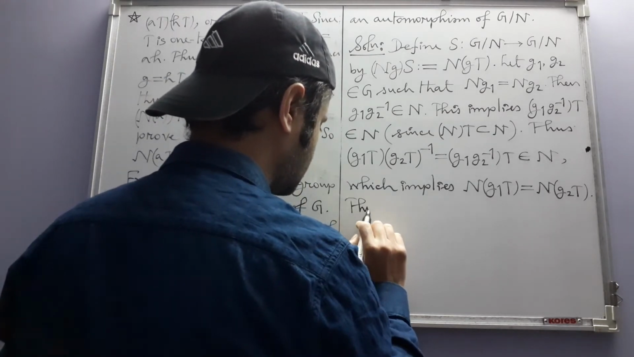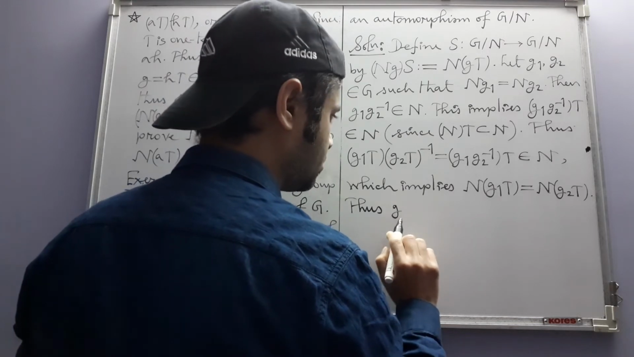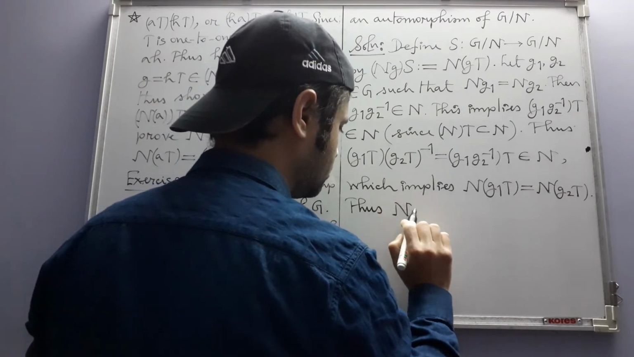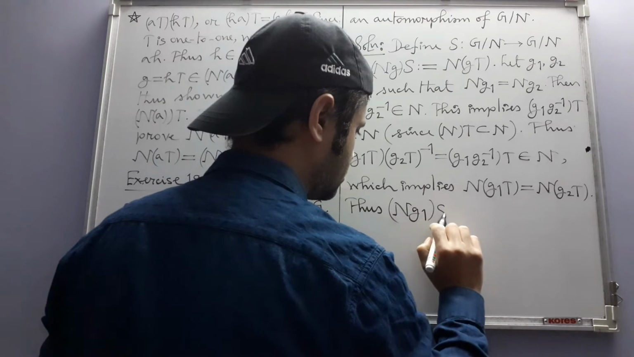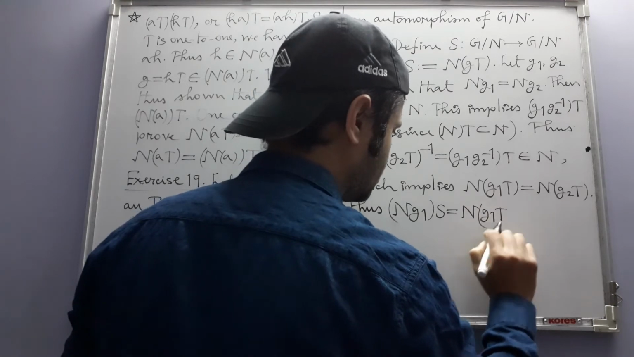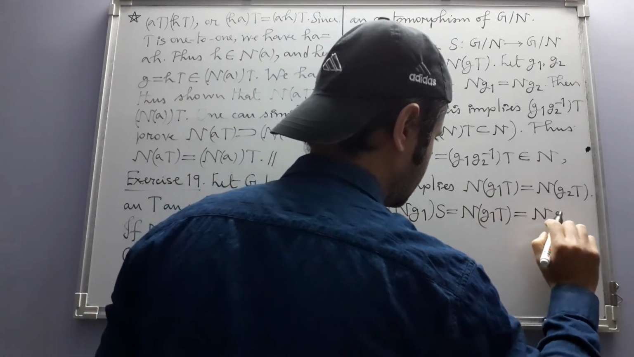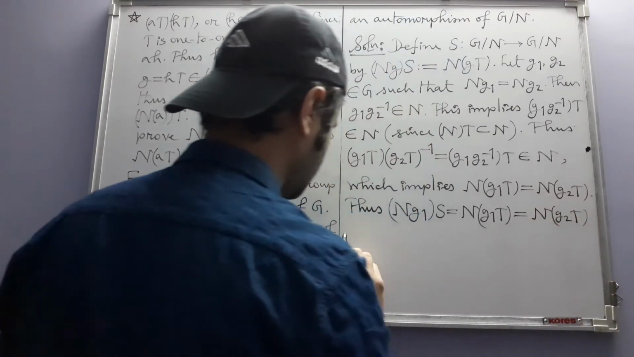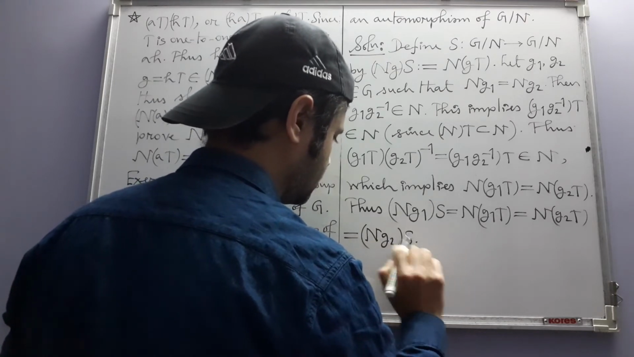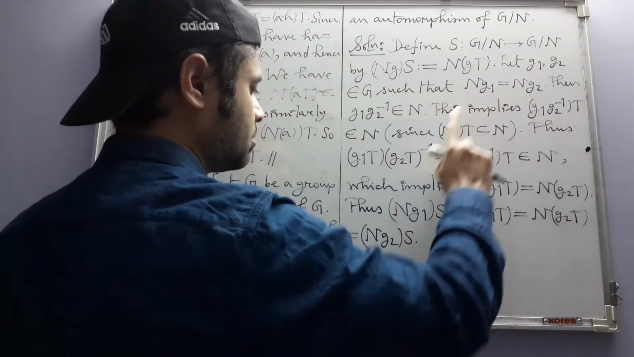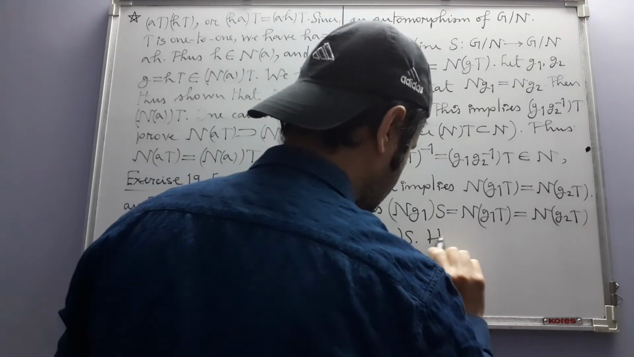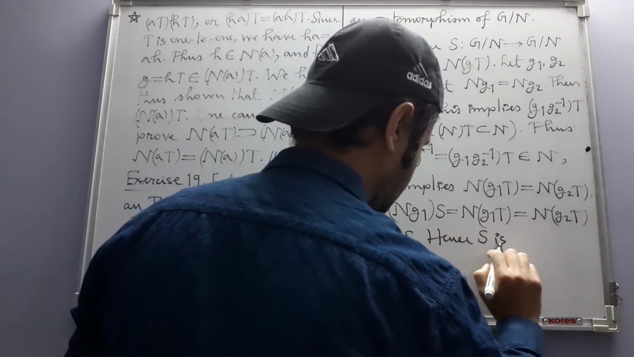Thus, Ng1S by definition is this, which has been shown to be equal to this, and this again by definition of S is Ng2S. So equal inputs have given us equal outputs, hence S is well defined.